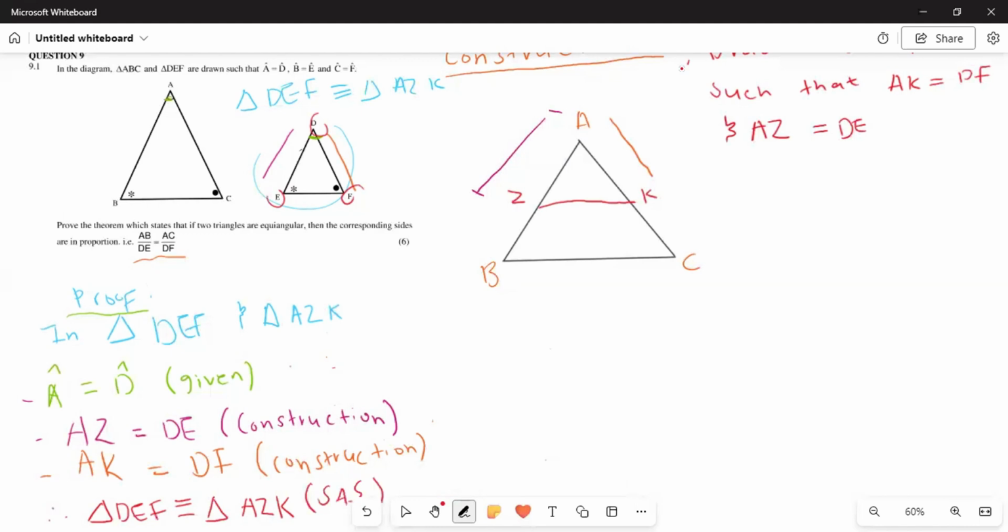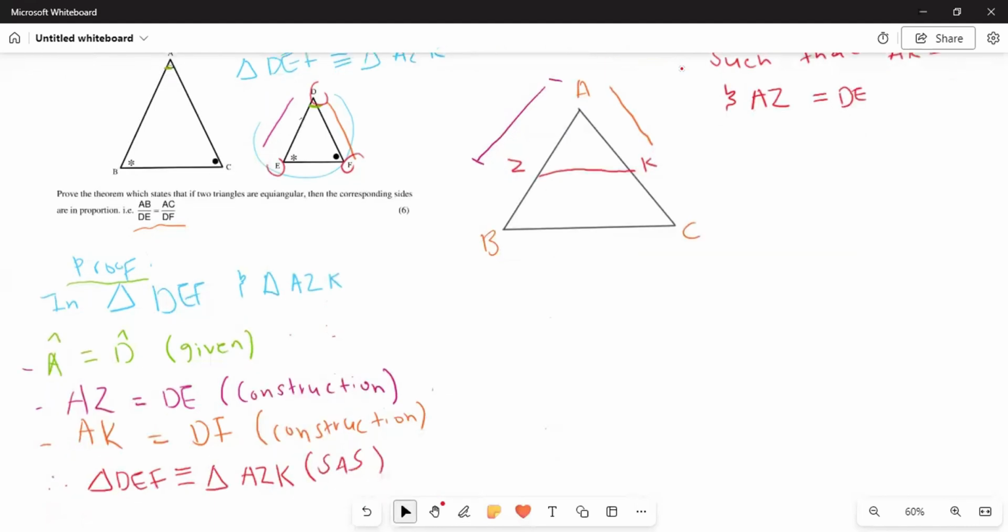All right. Now that we have proved that DEF is exactly the same as this triangle we have drawn here on the bigger triangle, which is triangle AZK, the second thing, or rather the last step we need to do, is to prove that this line, right over here, let me use a different marker.